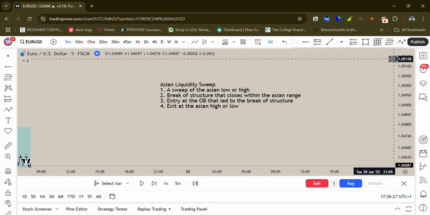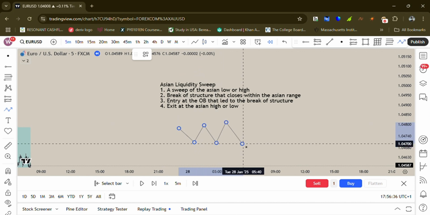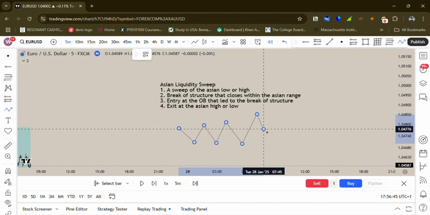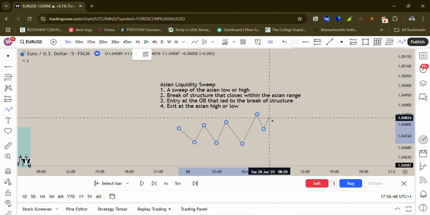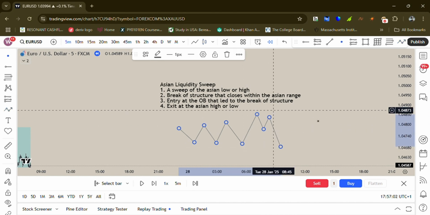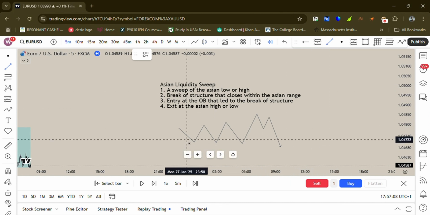Let me just give a graphic example. Let's say this is the Asian range. Now we want to see a sweep of the Asian high and then a break of structure into that Asian range, and then a retest of an order block. Some may use fair value gap while some use other entry models, but I use order blocks, and then once we see price push to clear the low of the Asian session, something like this.